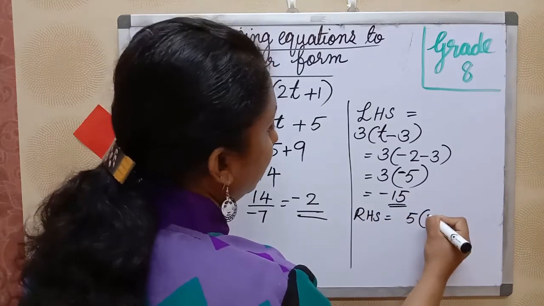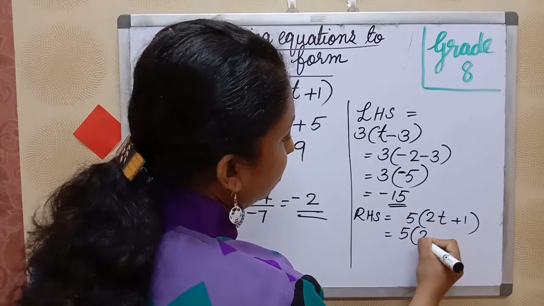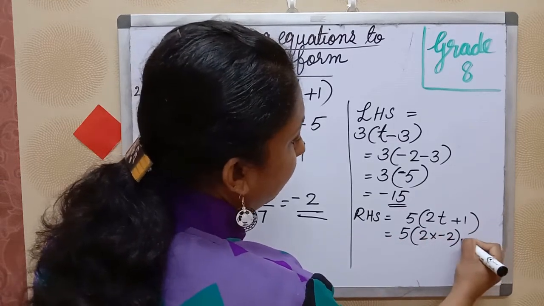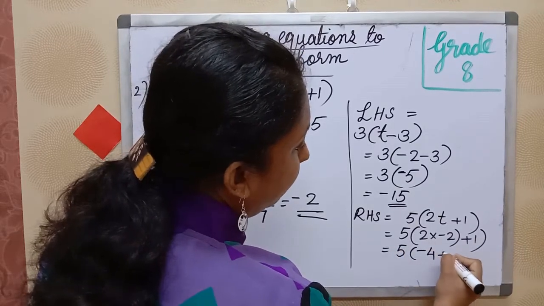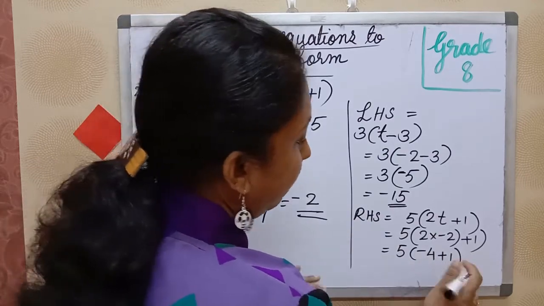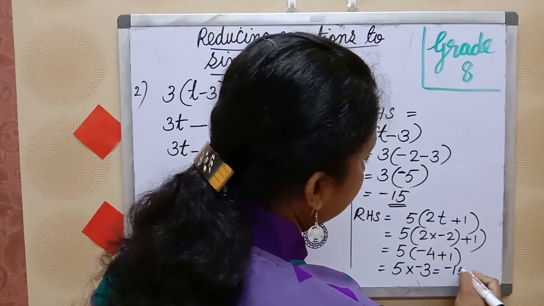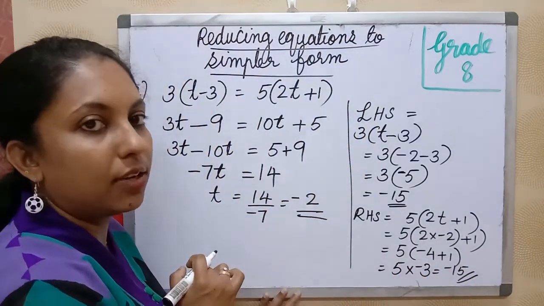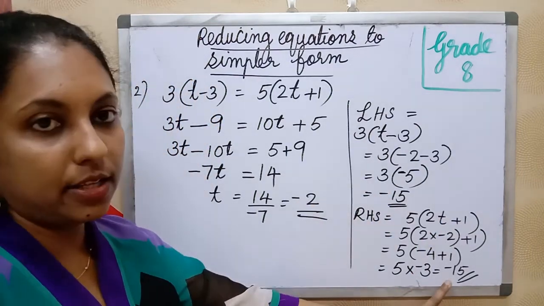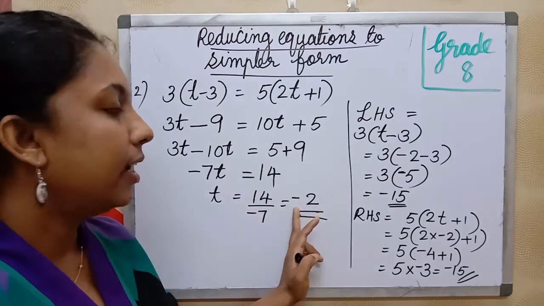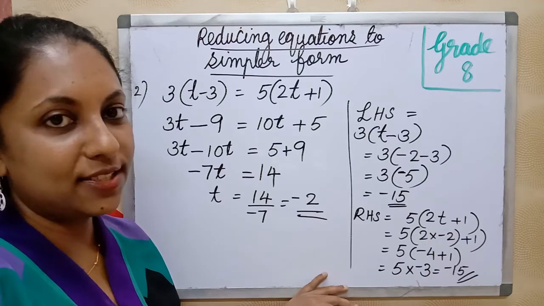5 into 2t plus 1. That is 5 into 2 into minus 2 plus 1. That is 5 into minus 4 plus 1. Minus 4 plus 1 is minus 3. 5 into minus 3 is equal to minus 15. That is LHS is equal to RHS. So our answer is correct. t is equal to minus 2. Okay, hope you all understood.